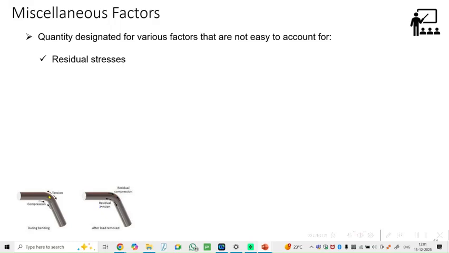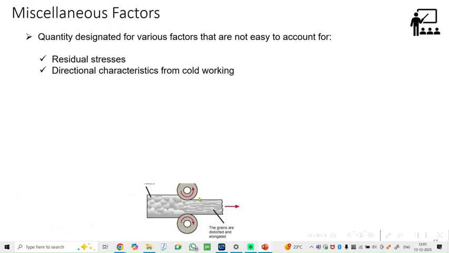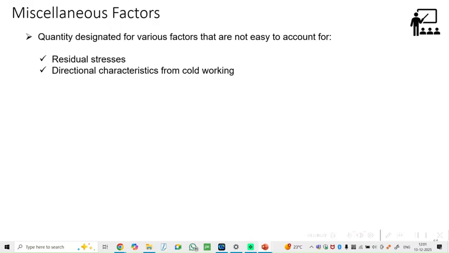Then directional characteristics from cold working. When you reduce the thickness, some grain boundaries fall into a certain direction. It's called the rolling direction or longitudinal direction. Case hardening: generally heating is done on the top surface of the ferrous metal for some purposes. That also affects your factor.